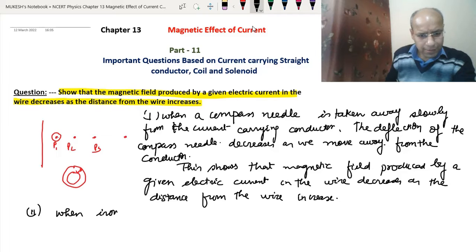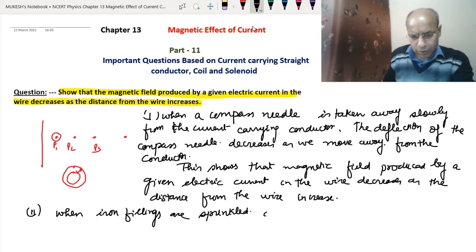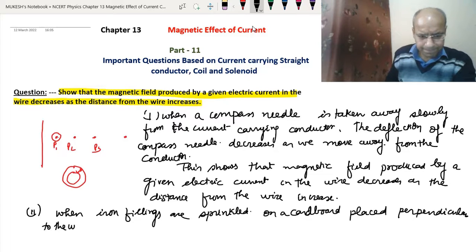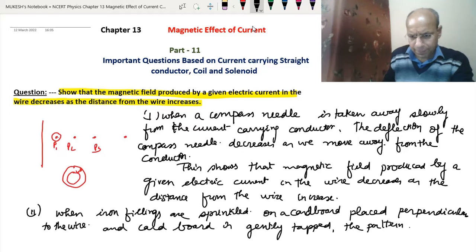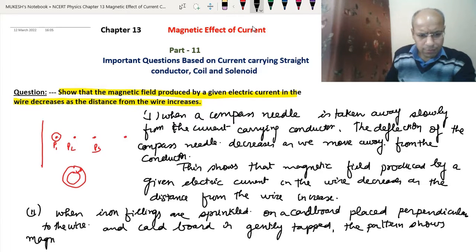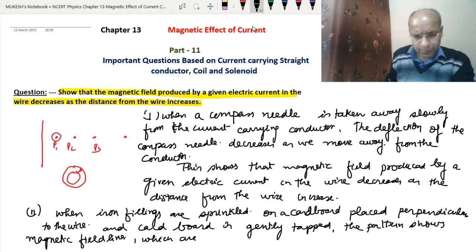When iron filings are sprinkled on a cardboard placed perpendicular to the wire, and the cardboard is gently tapped, the pattern shows magnetic field lines which are further apart from the wire. I hope this is clear to you.